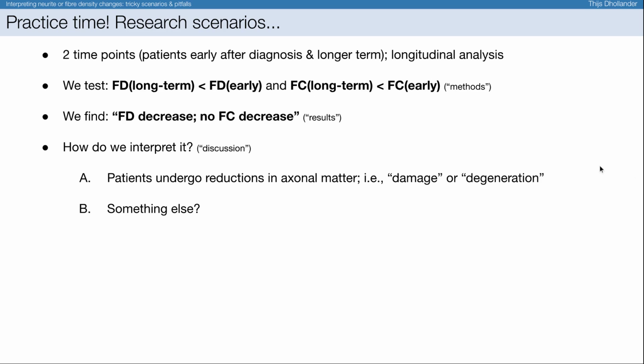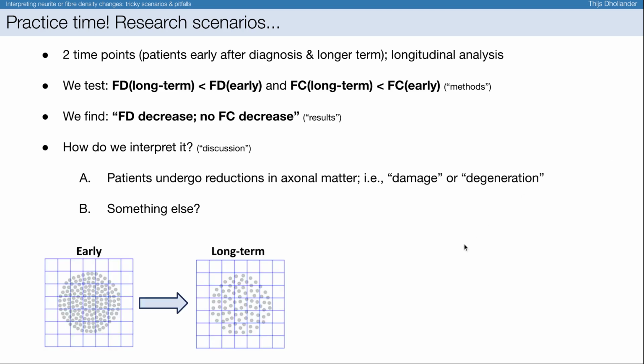All right, we're going to take the same approach as before and visit some scenarios. So here's a scenario, early to long term. The FD decrease is shown here. FD is indeed decreased, and the FC is indeed not decreased. So this scenario here is a very obvious scenario that is compatible with these results. Based on this, I think we could safely write that indeed there are reductions in axonal matter, less axons, so there is degeneration over time, or damage, or whatever your context is. But can we think of something else?